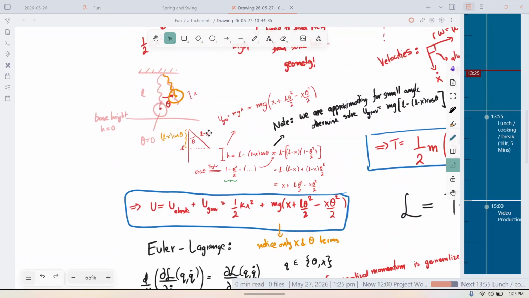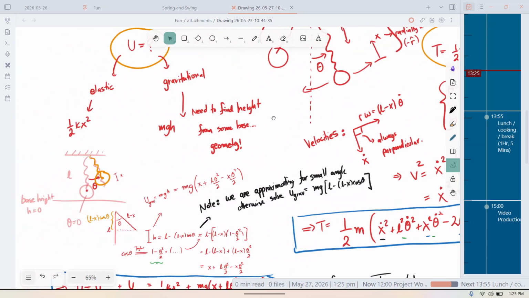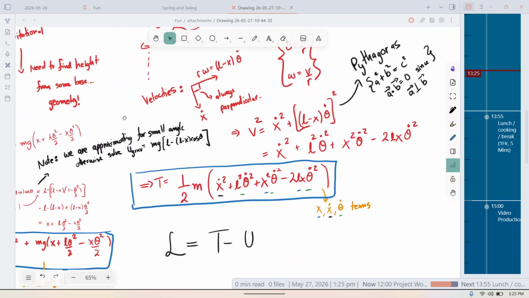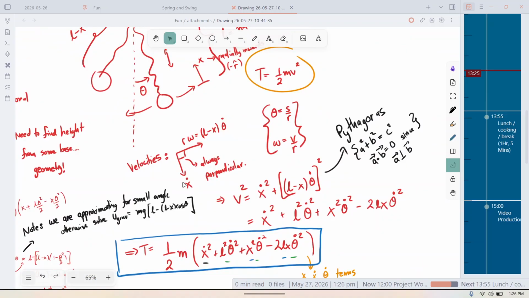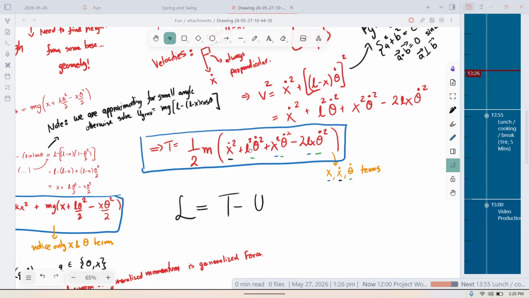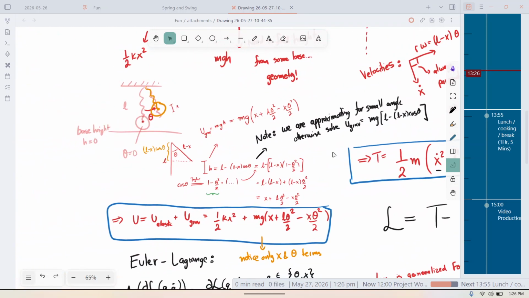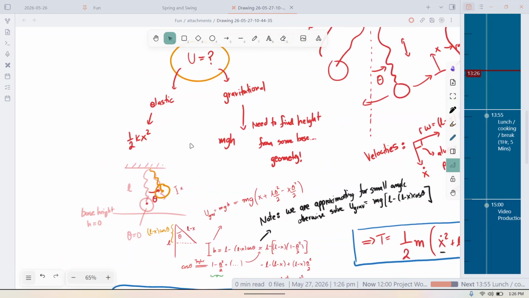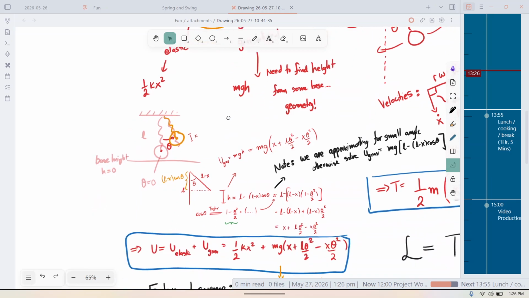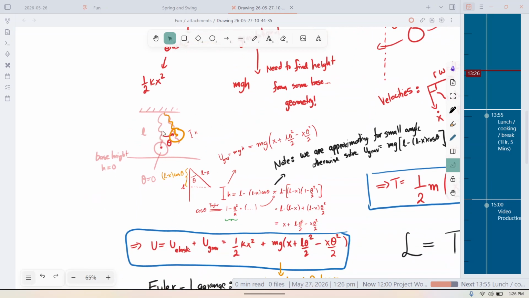You find with some geometry and some trigonometry this kinetic part, which you notice that you have two perpendicular components of the velocity. So you have this being the velocity. This is half mv squared. The potential, well, you have elastic and gravitational potential energies. Elastic is just half kx squared. Gravitational is mgh, and finding this h takes a bit of geometry, but it's not too bad.